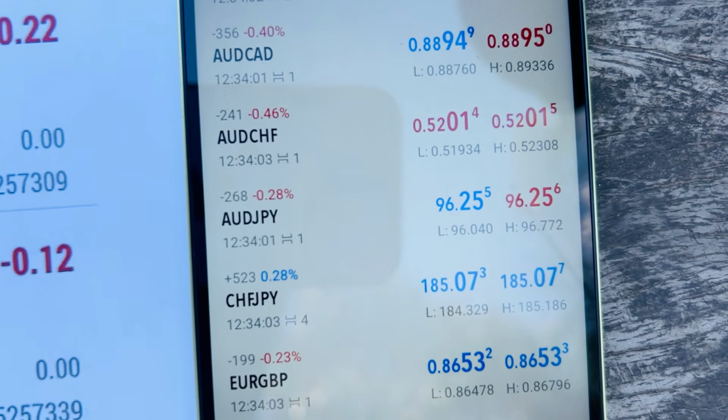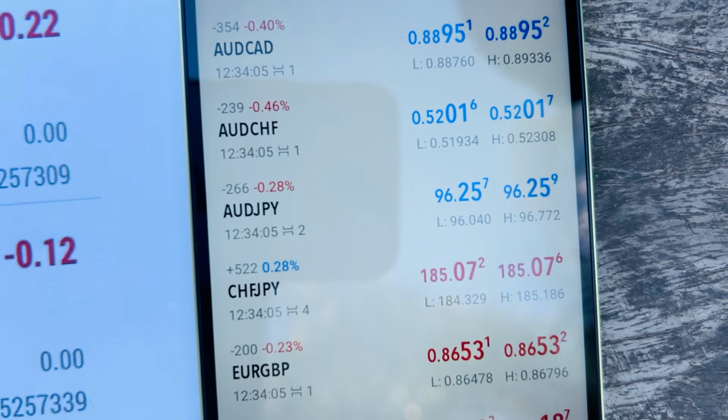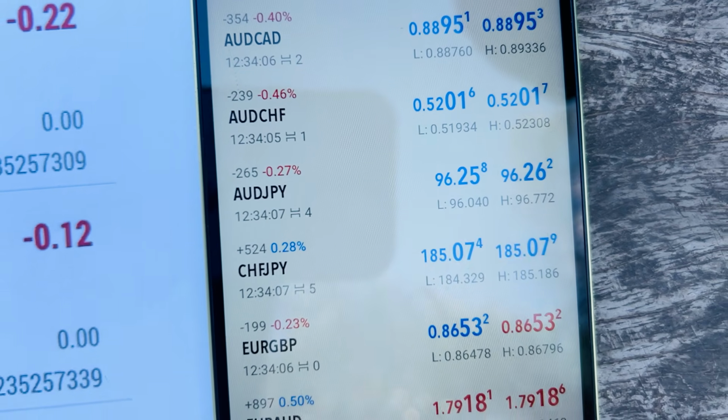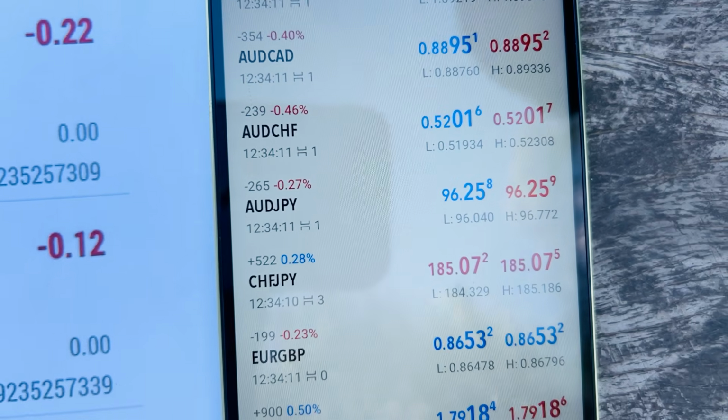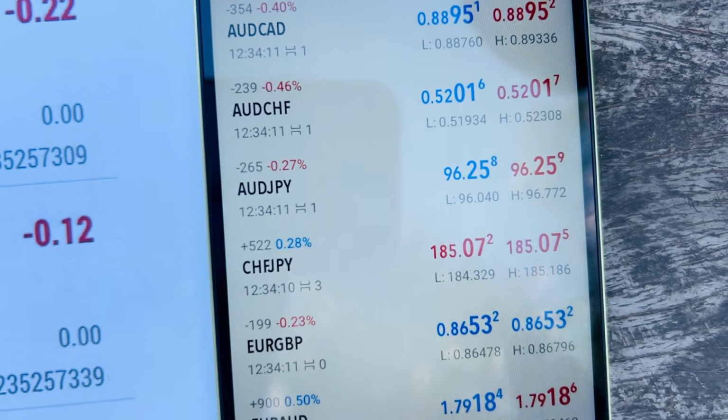So, in short, to understand a spread, it's a profit for the broker. It's a fee that they charge when you buy or when you sell. So, you'll instantly be in the red before you get to profit.